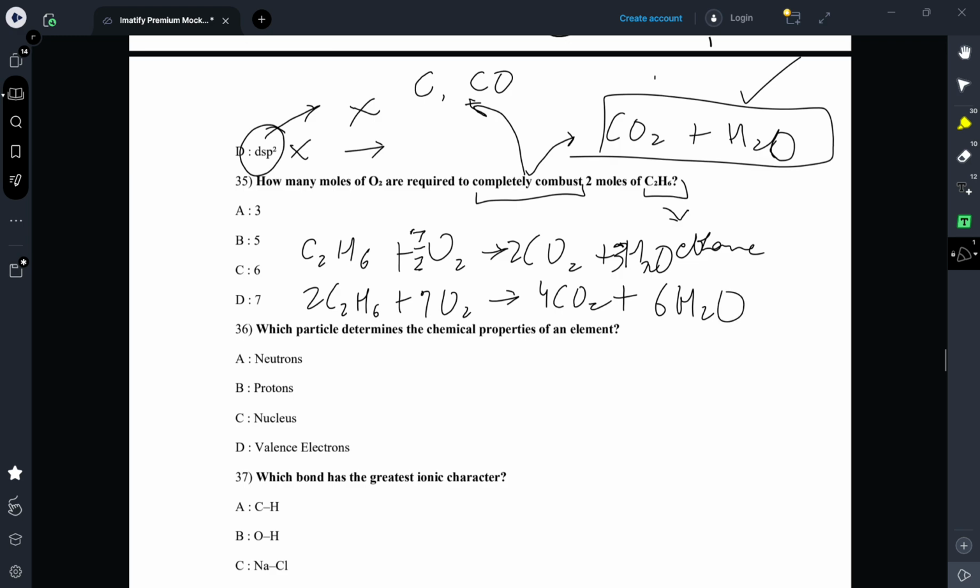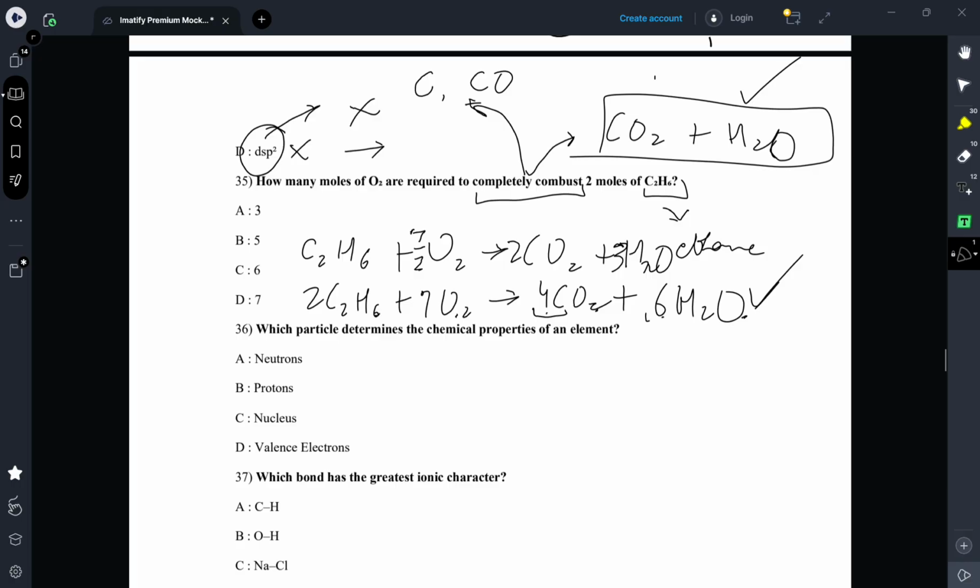Let's count again. 2 into 2, 4 carbons here, carbons are okay. 12 hydrogens, 12 hydrogens, hydrogens are also okay. 14 oxygens: 4 into 2, 8, 8 plus 6, 14. So 14 oxygens. This is the balanced equation.